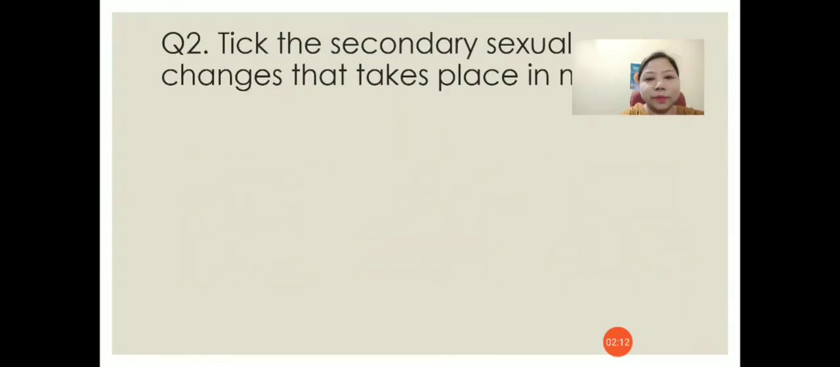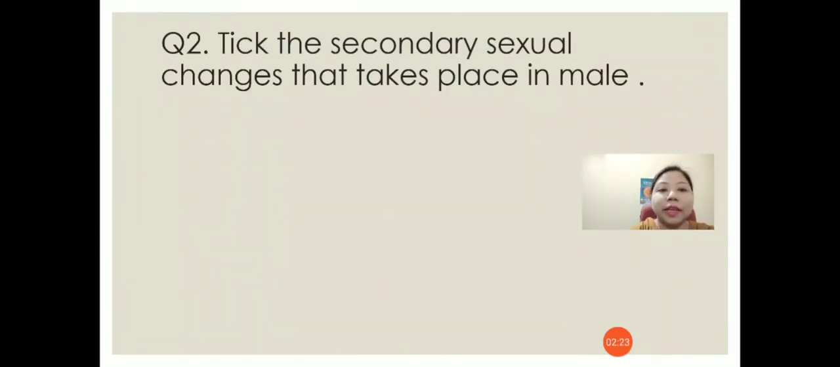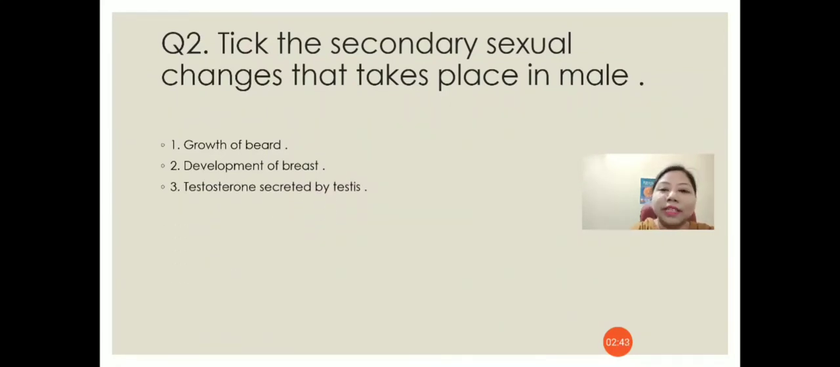Second question, you have to tick the secondary sexual changes that take place only in male. So first one is growth of beard. So children, does this change take place in male? Yes, it takes place in male. Development of breast? Of course not. Testosterone secreted by testes. This also takes place in male. Estrogens secreted by ovaries. So ovaries are not present in male, they are present in female. So estrogen is not secreted by ovaries in male.